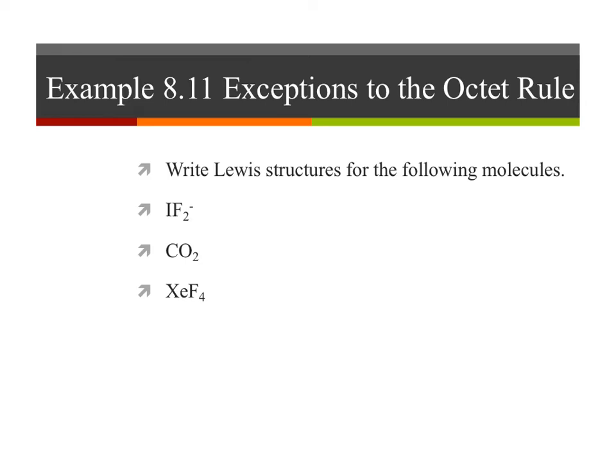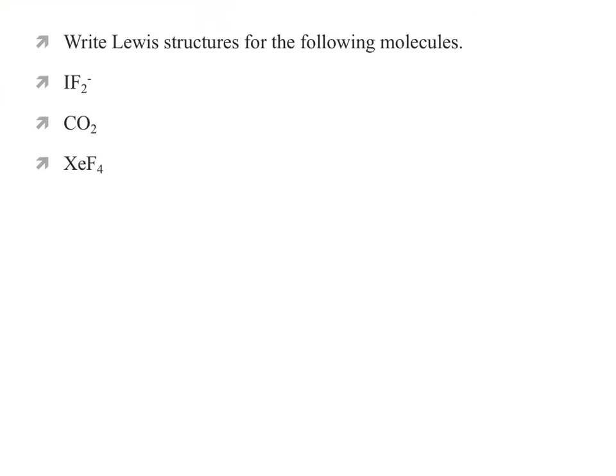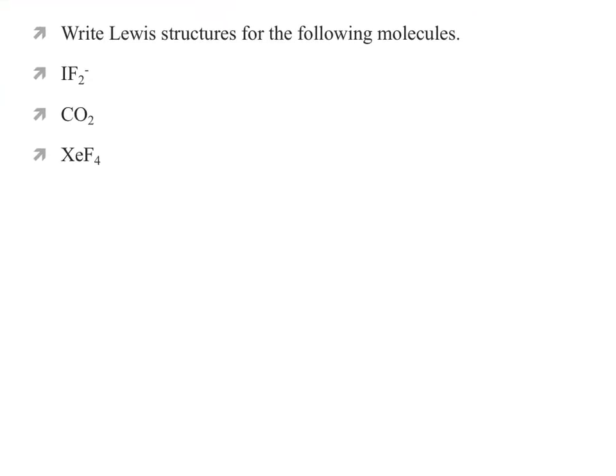All right, for part 2 of Lewis structures, we get a set of molecules that will not obey the octet rule very well. And since they're going to be mixed in with the others, you need to know how to identify them. If we look at IF2-, we're going to go through the same process we did before. Count all the electrons and see how many bonds this molecule has.